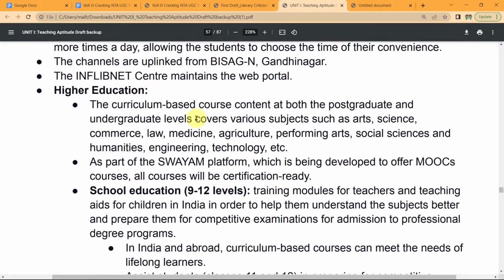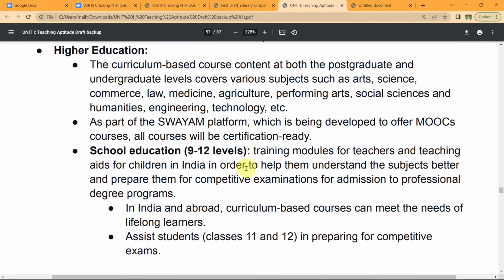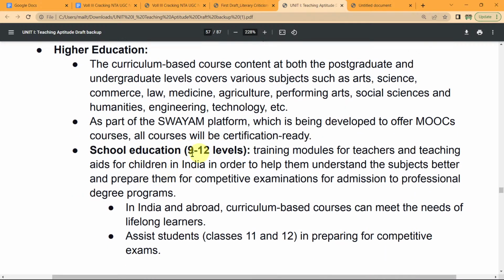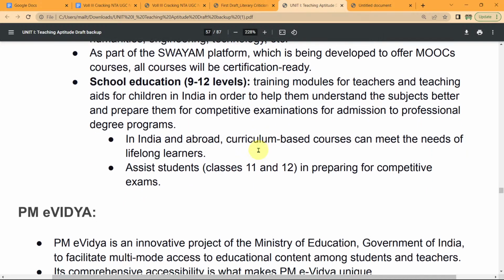Got it? And the curriculum based course content at both the postgraduate and undergraduate level covers various subjects. Could be art, science, commerce, law, medicine, agriculture, performing arts, social science and humanities, engineering and technology, etc. School education 9 to 12 levels and maybe more also.